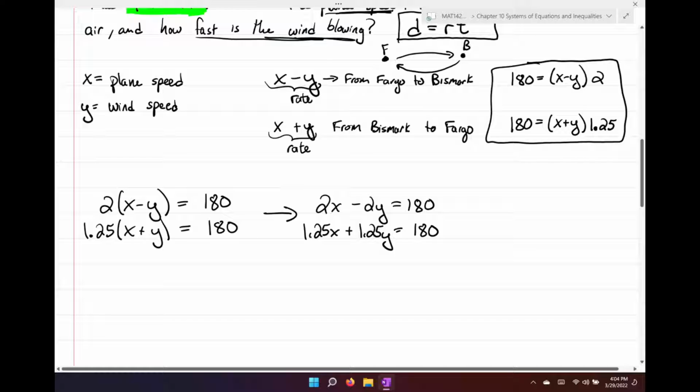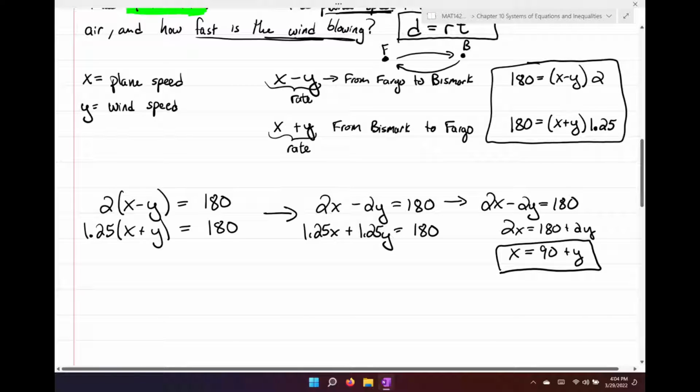And then from here, I need to figure out a method. Whatever method you want to use, that's fine by me. I'm going to go ahead and use my good old substitution method because it's so easy when you're doing these problems. So I'm going to take the very first equation, and I'm going to solve it for x. So first thing I'm going to do is add 2y to both sides, and then divide everything by 2. So that's going to give me x equals 90 plus y.